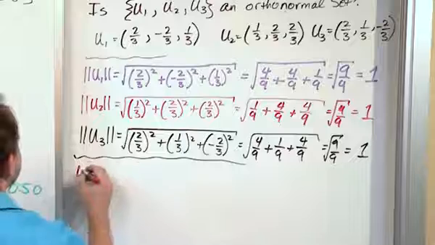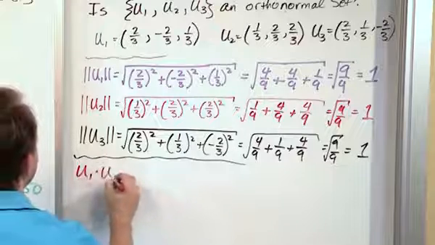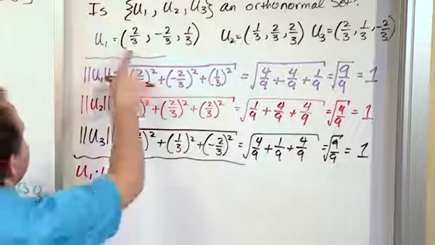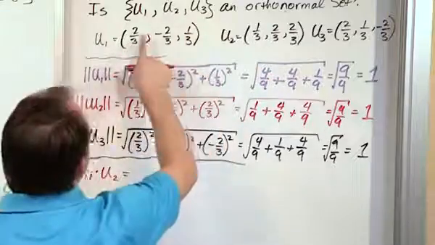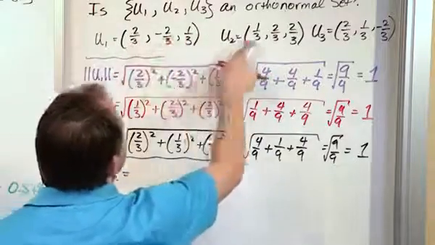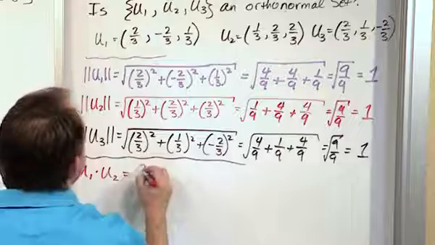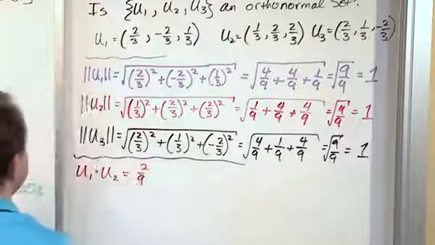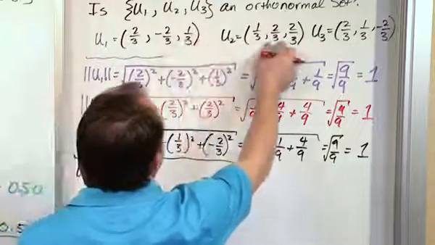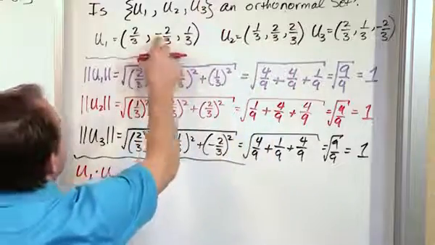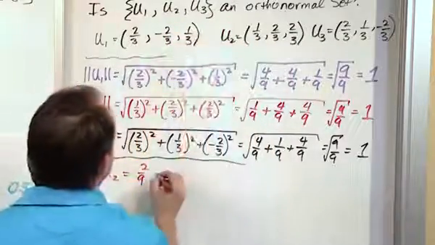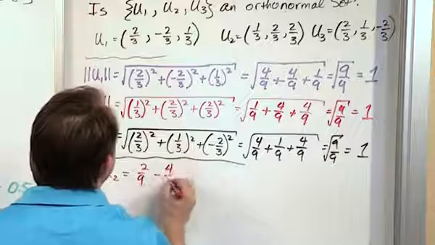So let's take vector u1 and dot it with u2. All right, so here's vector u1 dotted with u2. We're going to multiply the x components, so 2/3 times 1/3 is going to give me 2/9. Okay, this multiplied with this, again, we're calculating the dot product, is negative 2/3 times 2/3, so we'll have a negative 4/9.